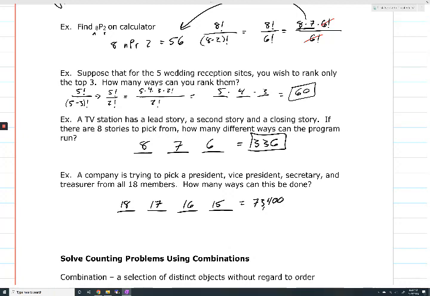So remember, in all of these situations, the order matters. I've named the stories: lead story, second story, closing story. I've named the positions that we're trying to pick: president, vice president, secretary. I'm ranking the sites, the top 3, so most favorite, second favorite, least favorite of those wedding sites. That's how you know if it's a permutation, is you've named the positions that things finish.